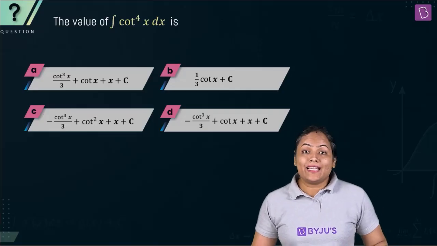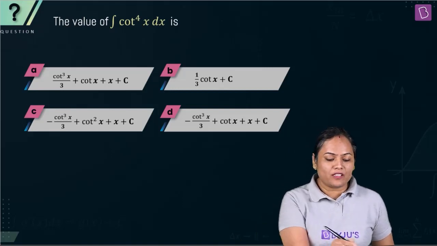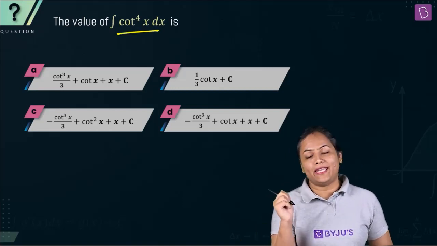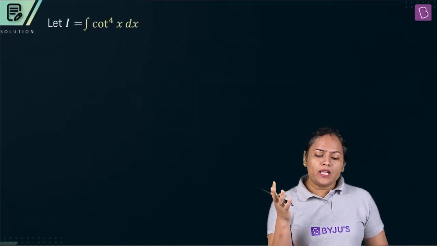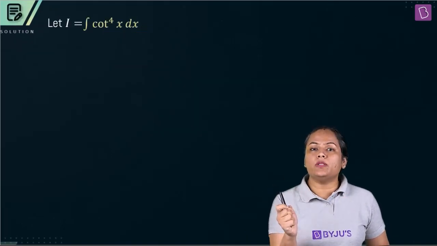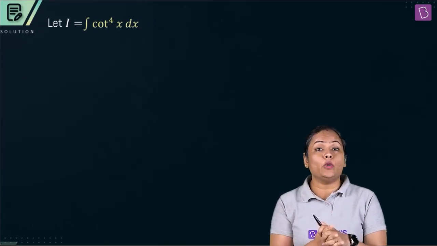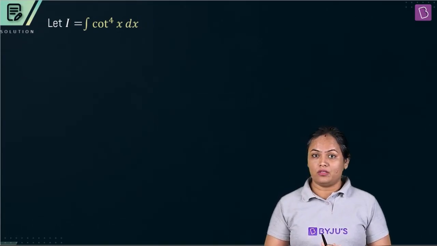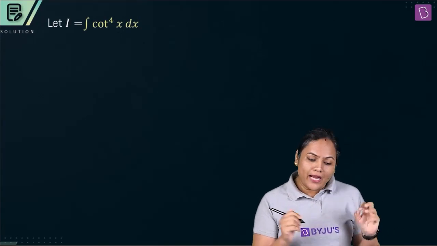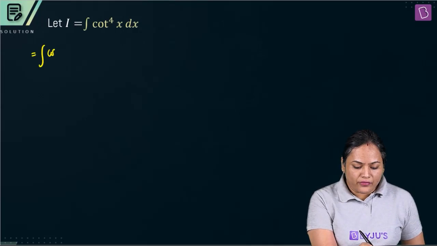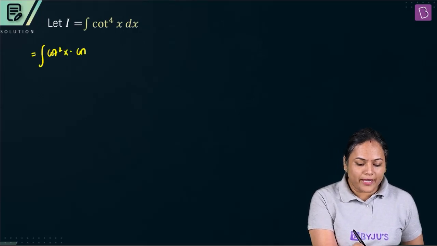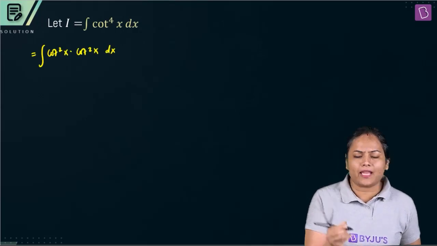Well, moving ahead, here we have to find the integral of cot x raised to 4 dx. How are we going to solve this? Well, I don't have any formula with me which is related to the integral of cot x raised to 4. So what I do, I would separate it out. I'll write this as integral of cot square x multiplied by cot square x dx.